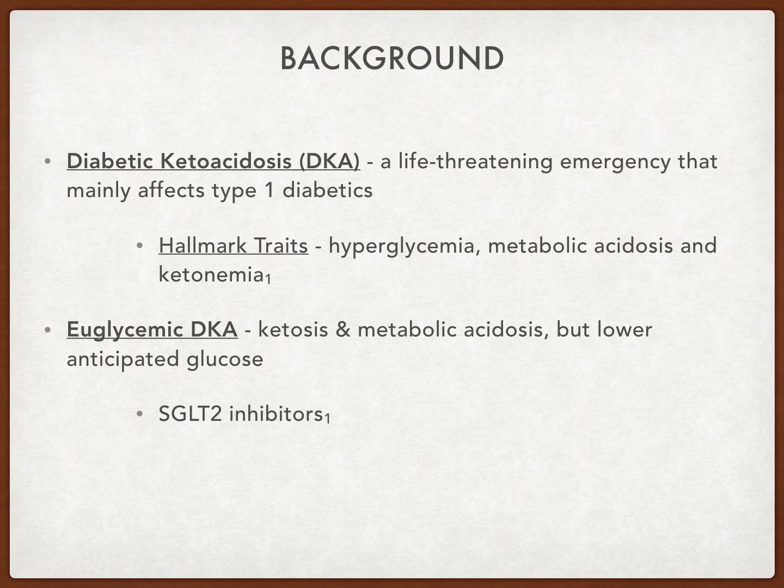Patients with this subtype may likely have ketosis and metabolic acidosis, but may be distinguished by less drastic glucose elevations, usually somewhere below 250 milligrams per deciliter.